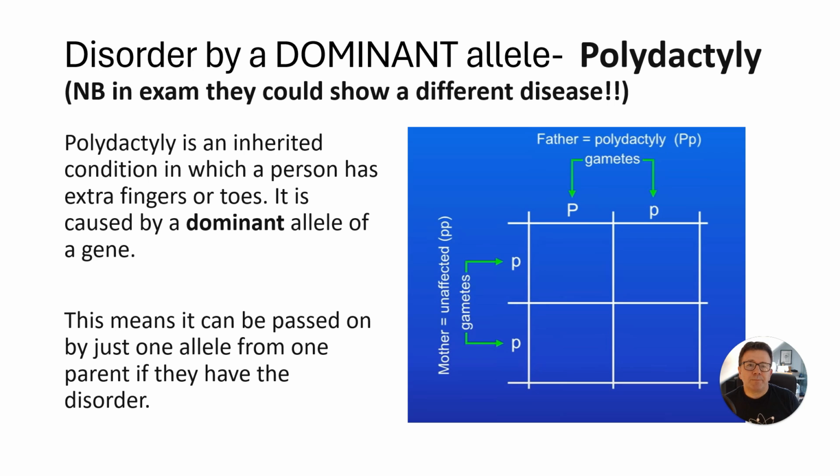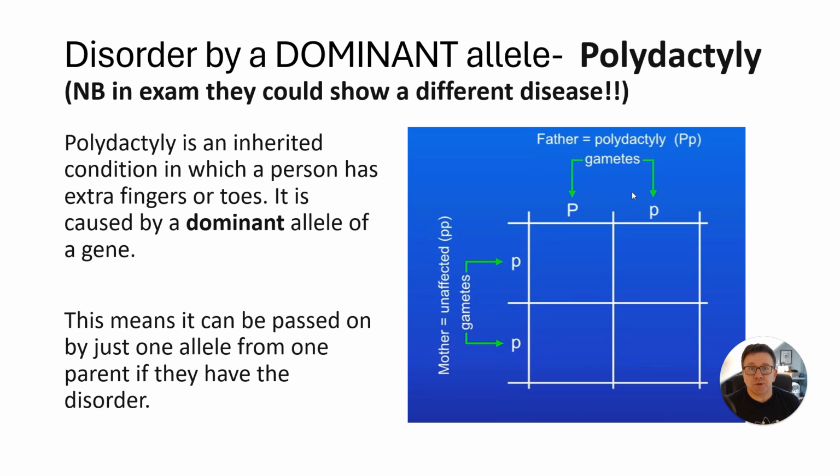So here's a disorder caused by a dominant allele. Okay, they could show you a different disease. So be very, very aware of what type of allele determines the genetic disorder. Remember, it's a mutation of an allele. And polydactyly is when you have extra fingers or toes. It's caused by a dominant allele, so it can be passed on by just one allele.